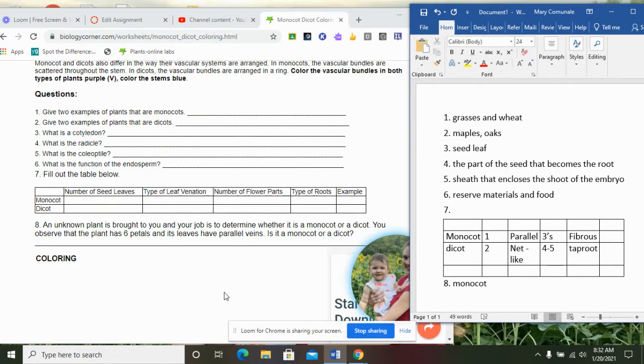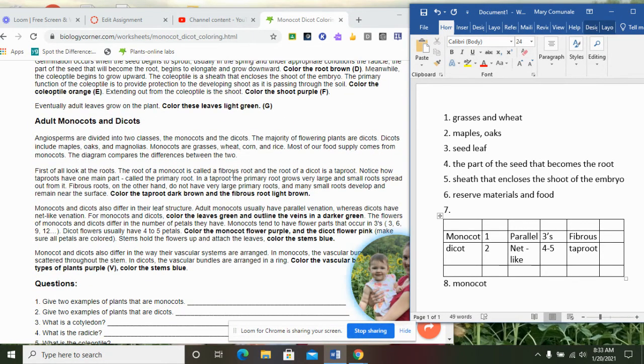All right, so that is it for the questions on this particular worksheet. Again, just do your examples. So we would come back up here, and here's your examples. I'm going to add a different one. I'll do corn. Yeah, that was right there, corn. And for the dicot, I'll say it's a magnolia.